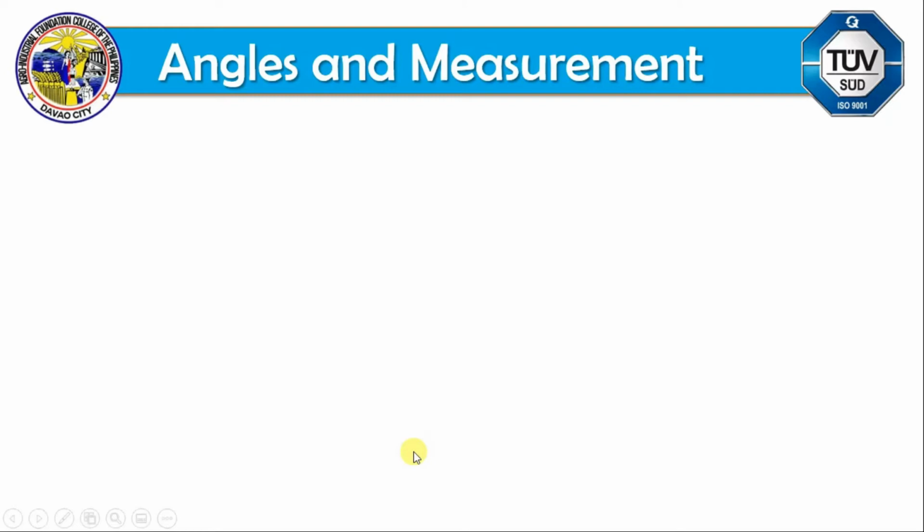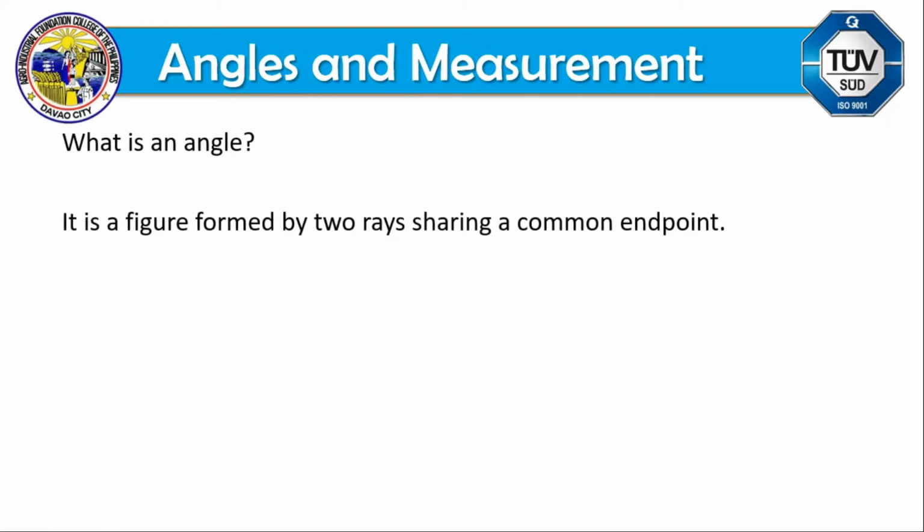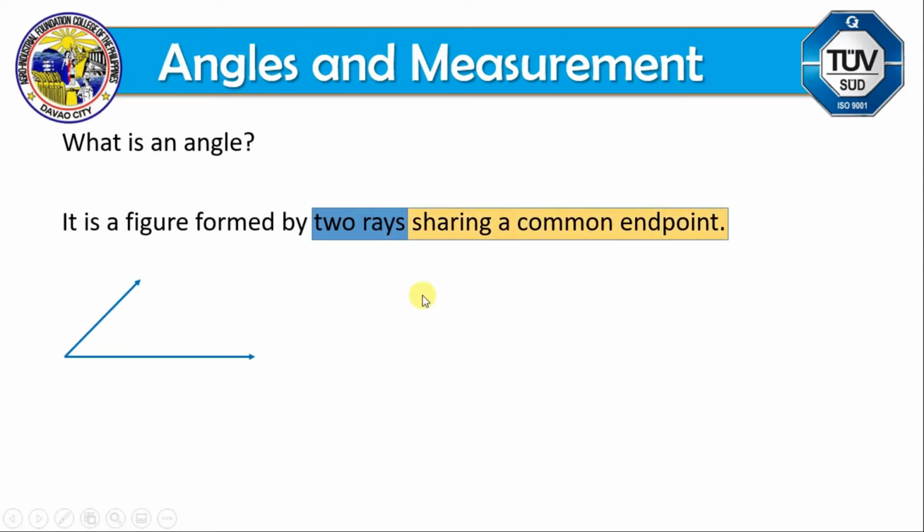So, angles and measurement. First and foremost, what is an angle? An angle is a figure formed by two rays sharing a common endpoint. Let's explain what these two rays are. So we have two rays, this one and this one, sharing a common endpoint. These two rays share this common point. We call this the vertex.